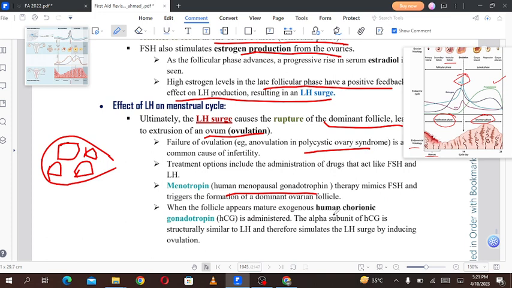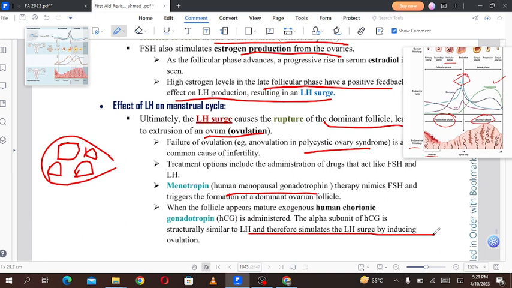And when the follicle appears mature, exogenous human chorionic gonadotropin (HCG) is administered. The alpha subunit of HCG is structurally similar to LH and therefore stimulates the LH surge by inducing ovulation. How come? Because when we are giving the human chorionic gonadotropin, it is an analog of LH. So we are basically giving an exogenous LH surge, and that exogenous LH surge will cause ovulation to take place.